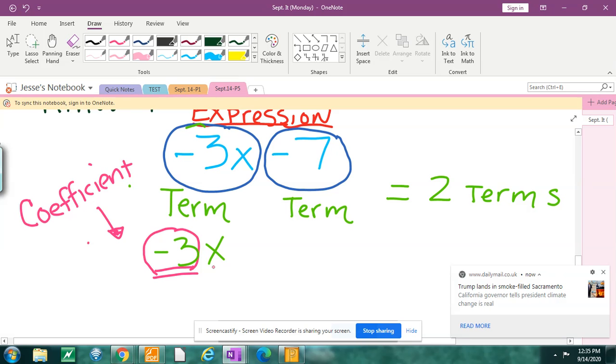And then the x, what do you guys call the x? It's an unknown number, but it's called, you guys remember that? It starts with the V, variable. Yes. Whoever said that in their mind, it's called a variable. You guys get it?